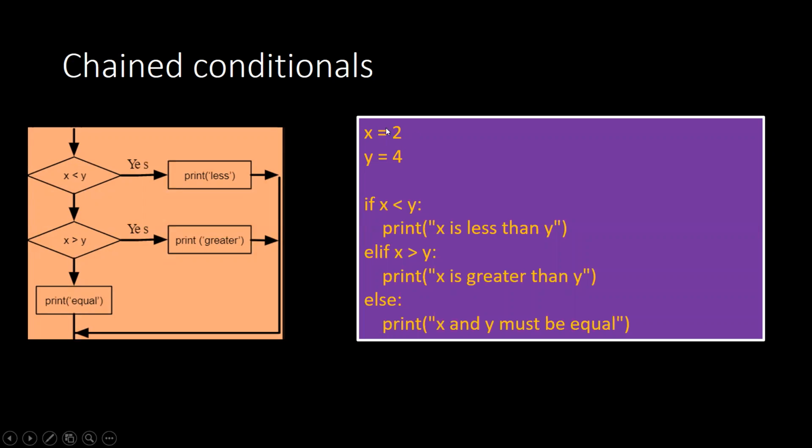For instance, we have declared two variables, x is equal to 2, y is equal to 4. So what we are doing: if x is less than y, print x is less than y, else if x is greater than y, print x is greater than y, else print x and y must be equal. So when we run it, what answer will we get? We will test it, x is 2 and y is 4. So x is less than y, so this value will be executed.